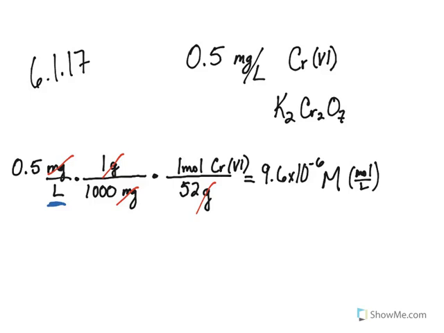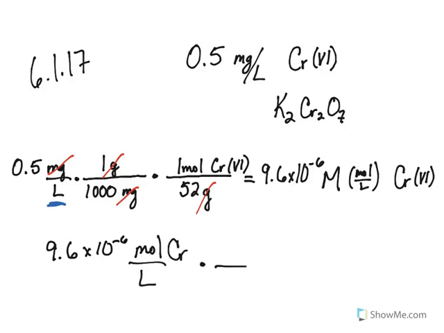Now, we're going to take that molarity, because that is just molarity for chromium, and convert that into molarity of potassium dichromate using the chemical formula for potassium dichromate. So if I have 9.6 times 10 to the negative 6th moles per liter of chromium, I can convert that into moles of potassium dichromate, that for every 1 mole of potassium dichromate, I need 2 moles of chromium, and I get that from the chemical formula, the 2 subscript.